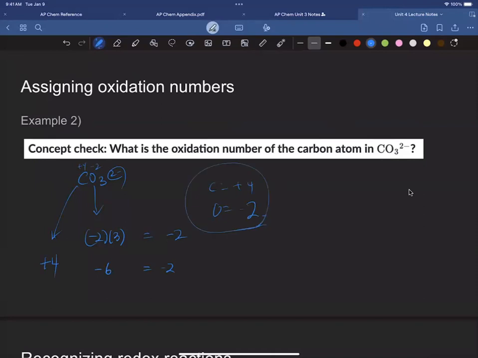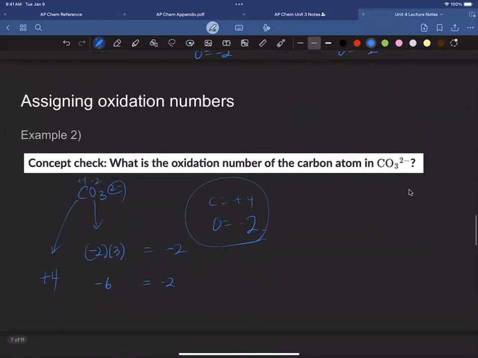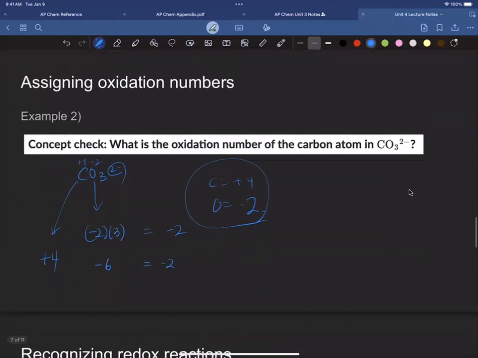All right, so that's it for the first part of redox reactions, and it's about assigning oxidation numbers. All right, next time we'll look at actual reactions.